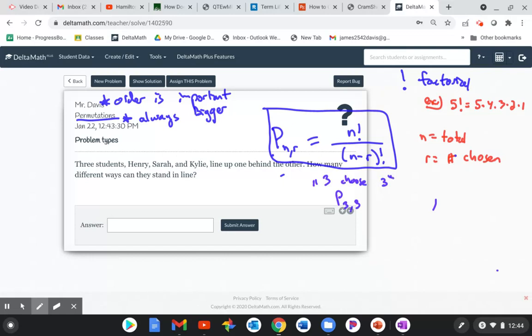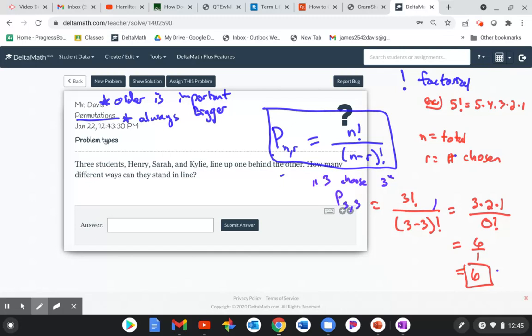If you were to use our formula, this would be 3 factorial over 3 minus 3 factorial, because n and r are the same. So we'd have 3 times 2 times 1 on top. On the bottom, you end up with 0 factorial, right? The good news is 0 factorial is not 0, it's actually 1. So it becomes 3 times 2 times 1, which is 6, over 1, so it'd be 6. So there's 6 different ways these 3 students can line up.